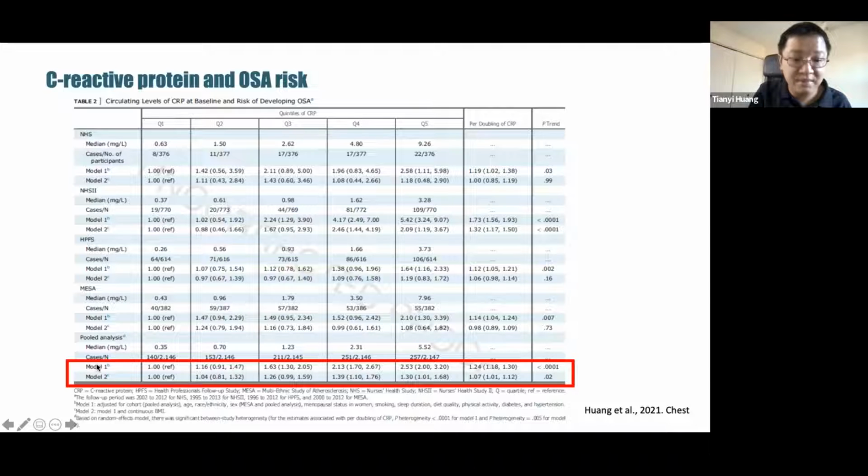In model 1, we adjusted for many inflammation-related factors as well as sleep apnea risk factors. We see a strong positive association between C-reactive protein and sleep apnea risk. In model 2, when we additionally adjusted for continuous BMI, we observed that the association was substantially attenuated, but we still observe a moderate positive association between baseline C-reactive protein and the risk of developing sleep apnea during decades of follow-up.